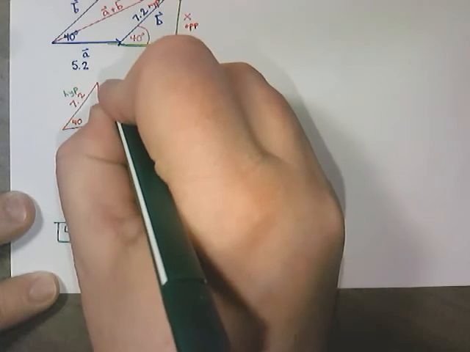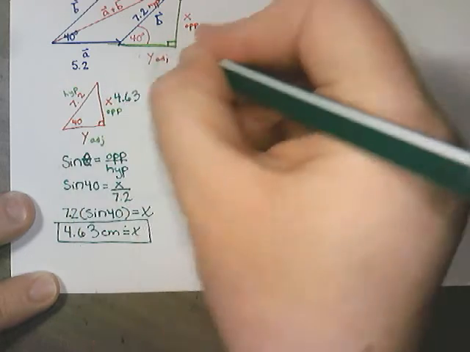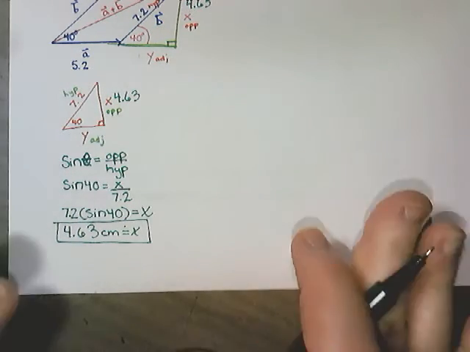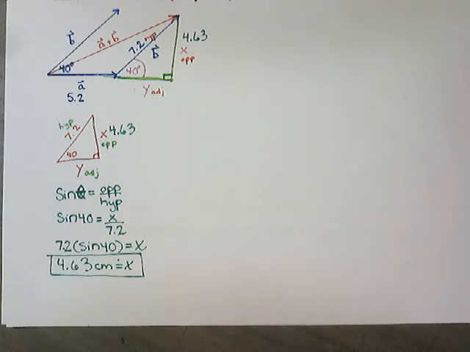So that means this side here is roughly 4.63. So this side up here is roughly 4.63. Oh, you can't see that. All right, then I'm going to find y.